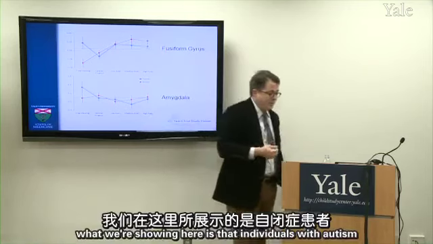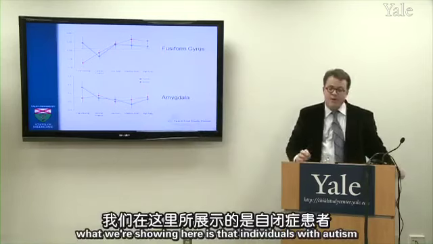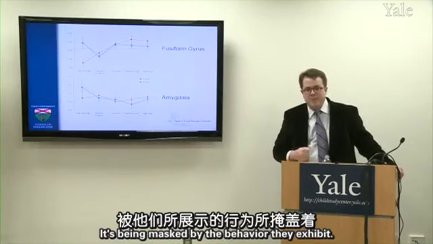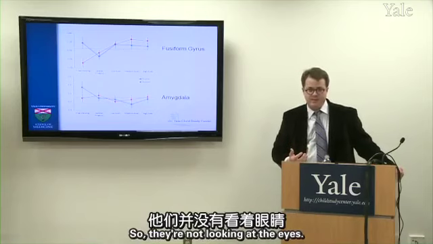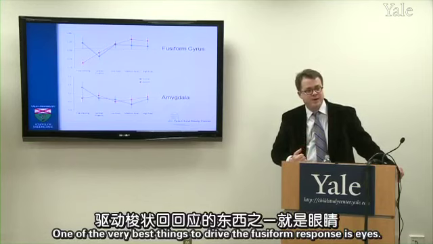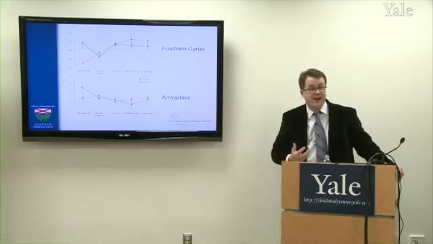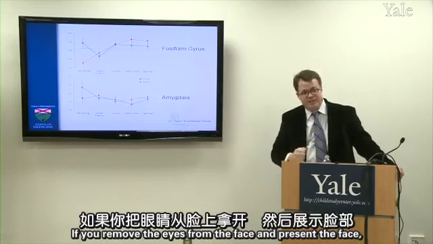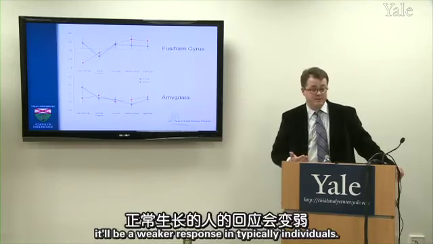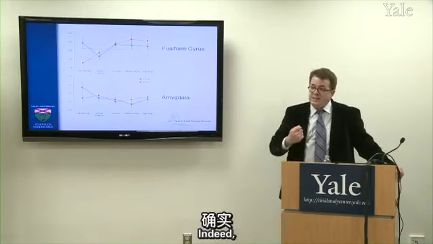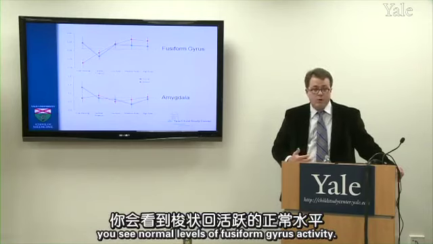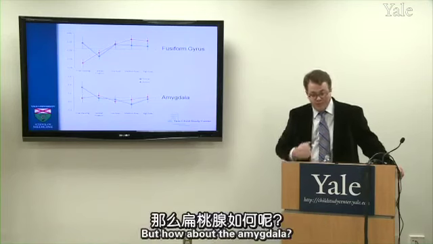So in essence, what we're showing here is that individuals with autism appear to have a functional fusiform gyrus. It's being masked by the behavior they exhibit, right? So they're not looking at the eyes. One of the very best things to drive the fusiform response is eyes. If you remove the eyes from a face and you present the face, the fusiform will still respond, but it will be a weaker response in typically developing individuals. And indeed, when you make individuals with autism look at the eyes, you see normal levels of fusiform gyrus activity.